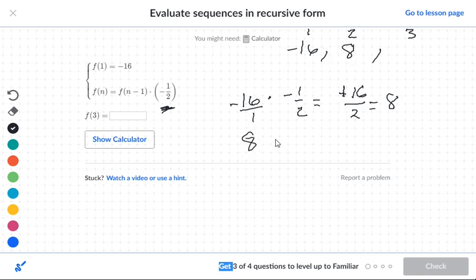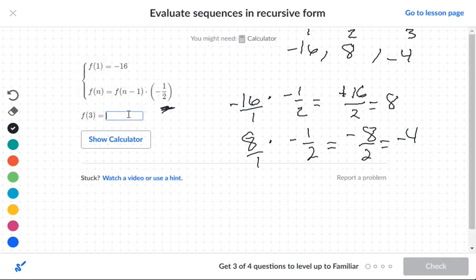Now we'll take the second term, which is 8, and times this by a negative 1/2. Put the 8 over 1. So negative 8 over 2, which becomes negative 4. So our answer here would be negative 4. So f of 3 would have a value of negative 4.